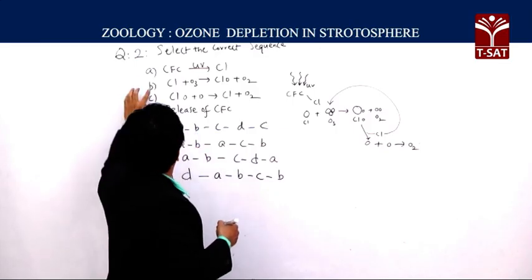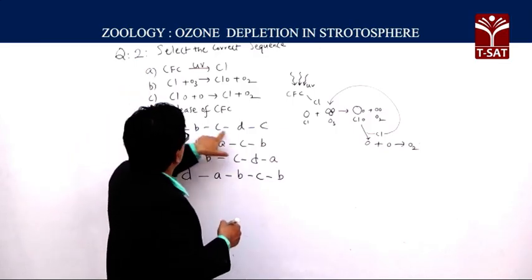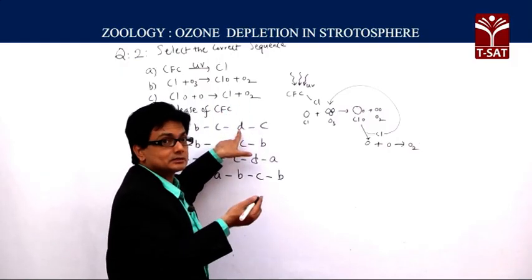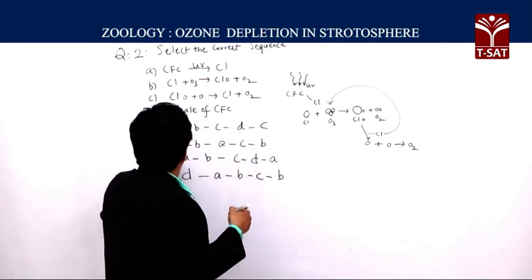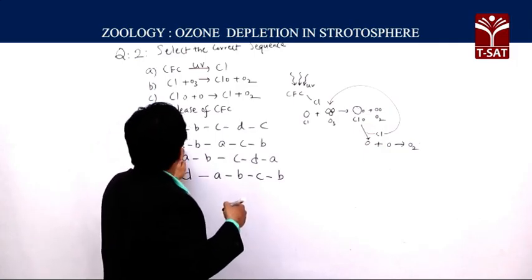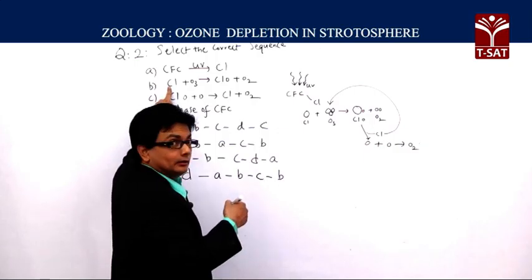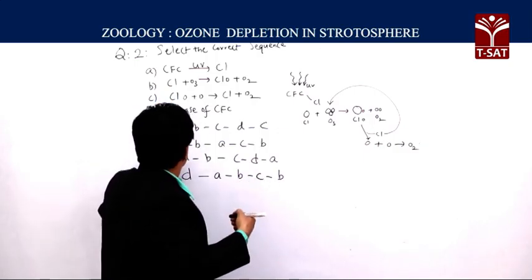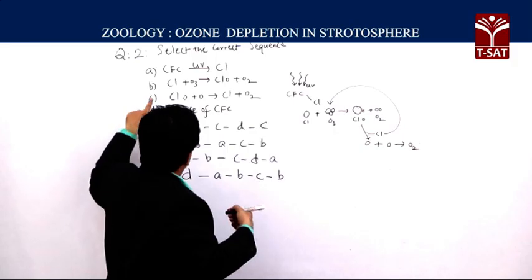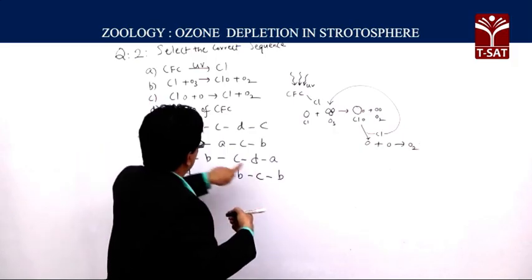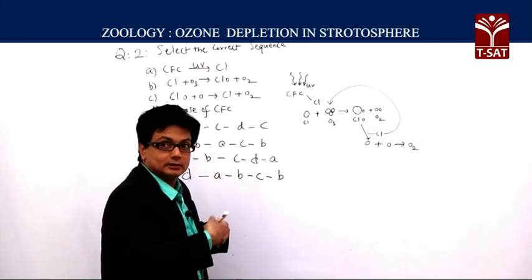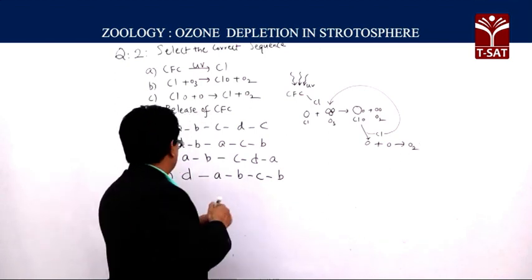So, the correct sequence will be A, B, C. After C, D is wrong, because once the depletion begins, you cannot say release. It all starts with release. So if you search for D and B, no, D and B is not possible, because after D, directly you won't get the Cl unless the Cl is separated by the UV. So this is also wrong. A and B, and after that C, it's okay, and after that D, and again ultimately the release of CFC here, that is also wrong, somewhere at the end of the sequence. The correct sequence would be the fourth one.